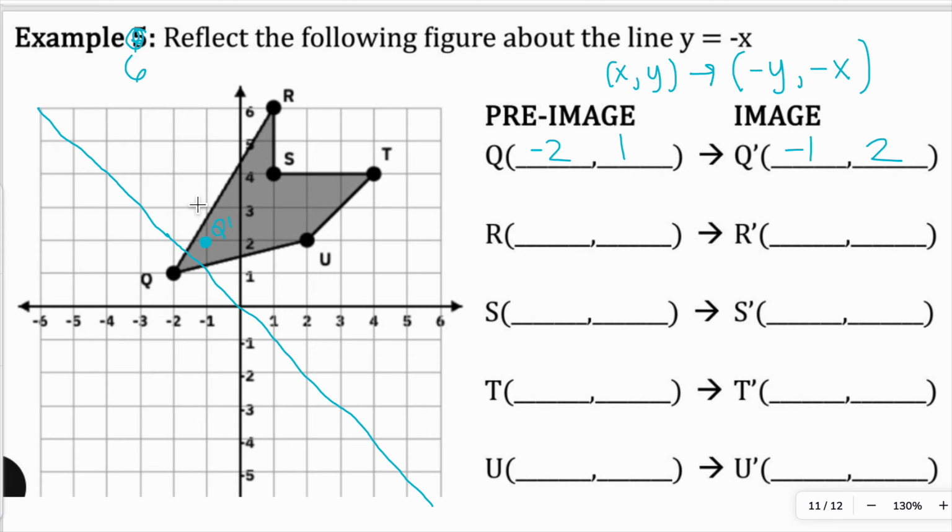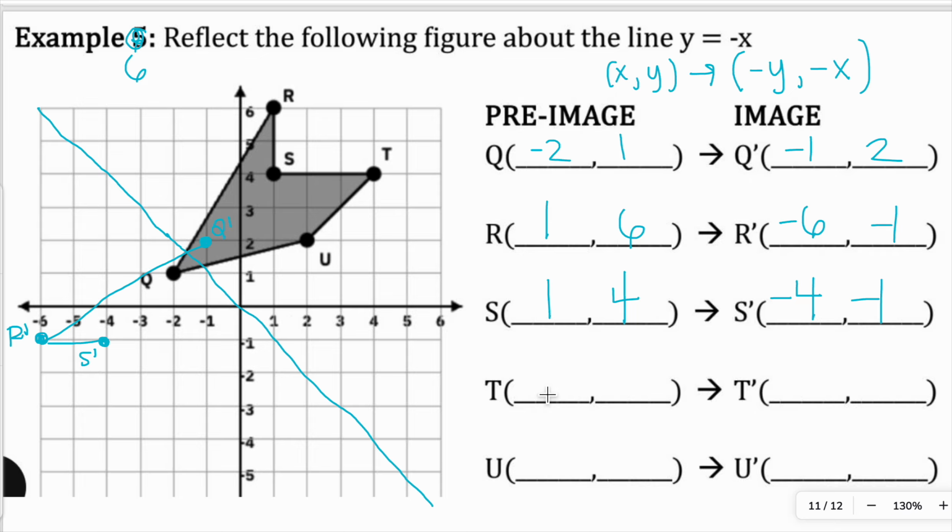Okay, let's go into point R. Right now, point R is (1, 6). So reversing that and making them their opposites would be (-6, -1). (-6, -1) is here. There's my R prime. Go ahead and connect Q to R. Next, we have S at (1, 4). So reversing that, (-4, -1). There's my S prime.